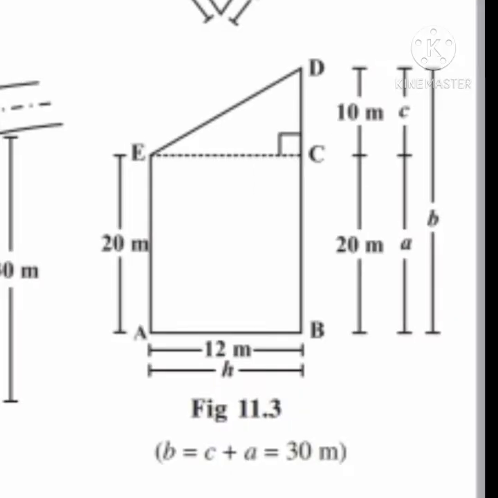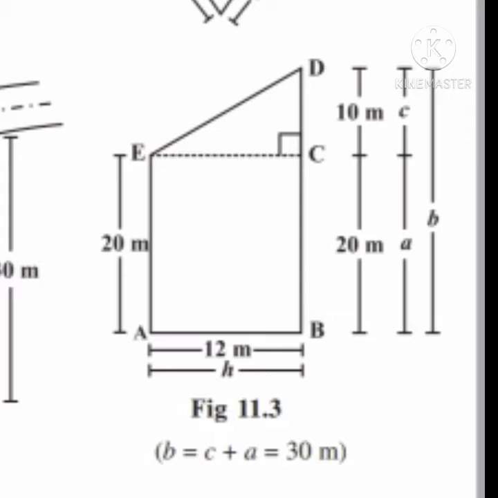We very well know what is a trapezium. In a trapezium, two sides are parallel and two sides are not parallel. Now, look at this trapezium in figure 11.2. Can you see that this trapezium can be divided into a rectangle and a triangle? A quadrilateral, that is AECB, and a triangle DCE.